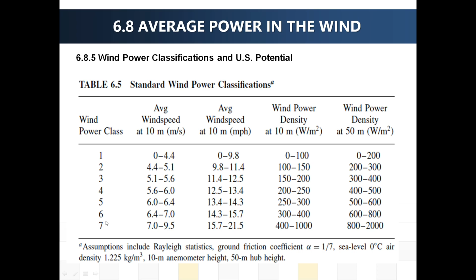Up to there are 7 wind power classes. For class 7, the average wind speed is 7.0 to 9.5 meters per second, or 15.7 to 21.5 miles per hour. The wind power density at 10 meters is 400 to 1000 watts per square meter, and the wind power density at 50 meters is 800 to 2000 watts per square meter.